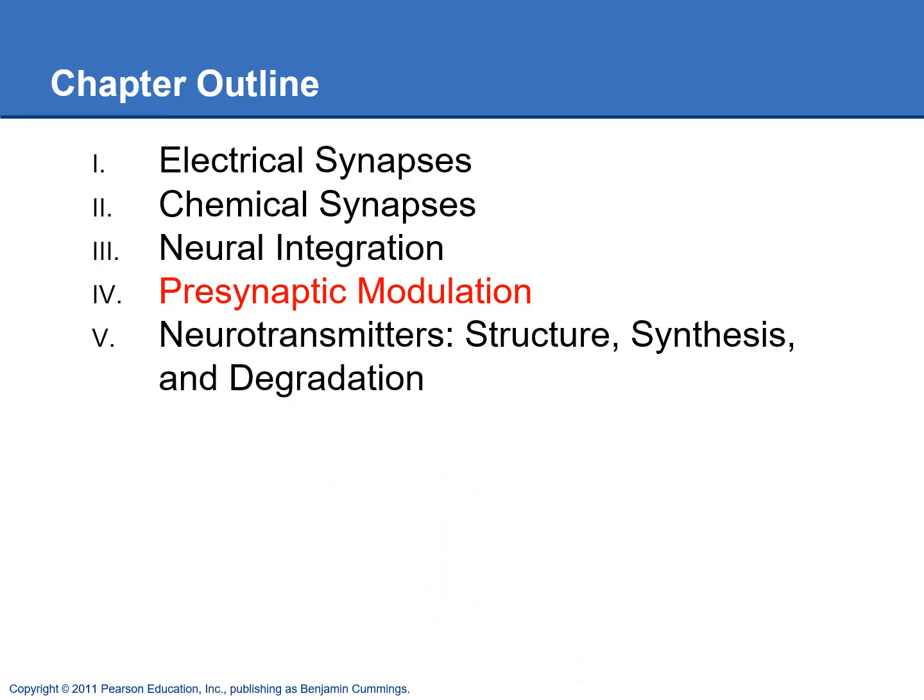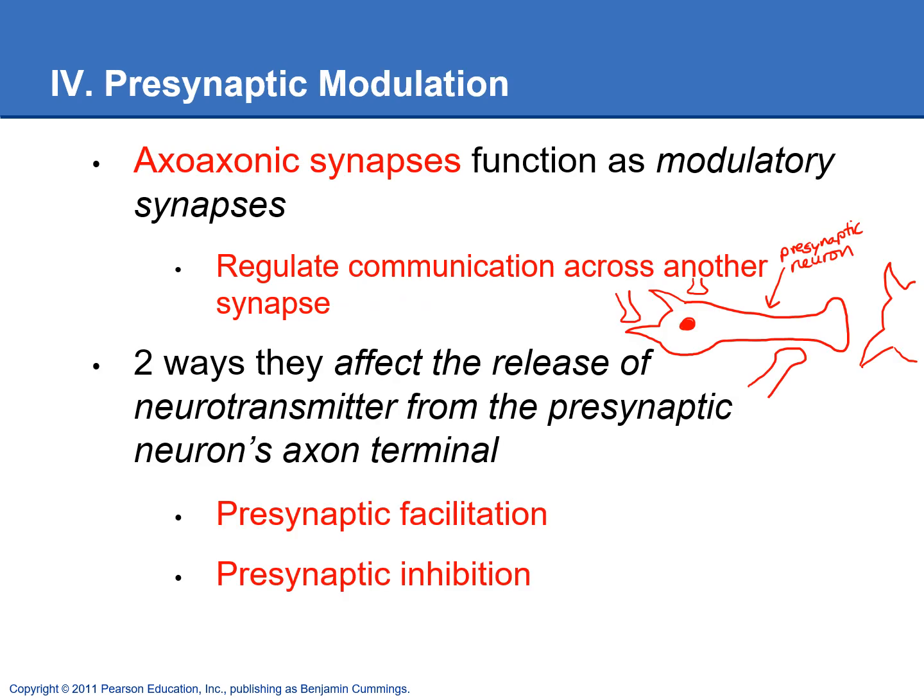We're going to take a look at presynaptic modulation. Presynaptic modulation is going to involve a different type of synapse than what we've been talking about before. So it's going to involve these axo-axonic synapses. If you look at the word axo-axonic, we're going to have the axon of one neuron synapsing with the axon of the other neuron. So that's an axo-axonic synapse.